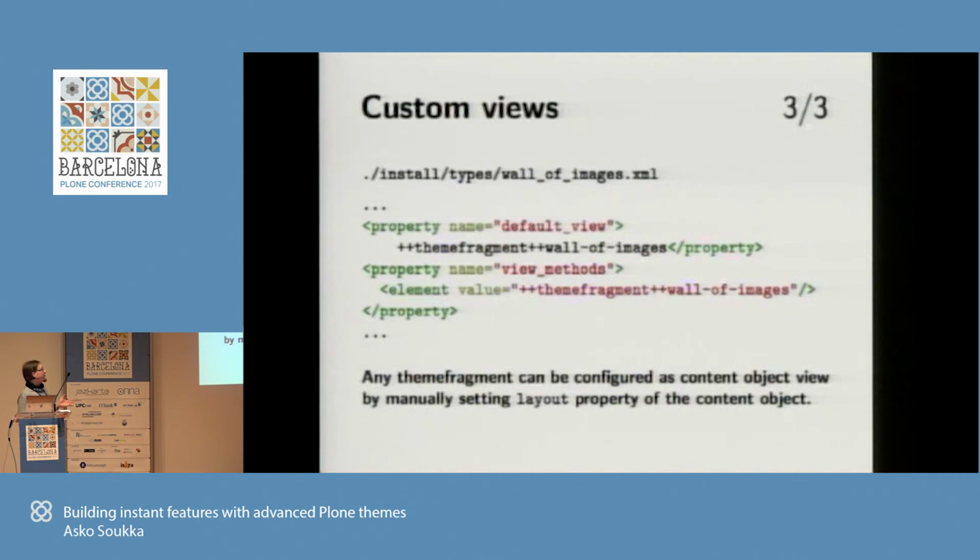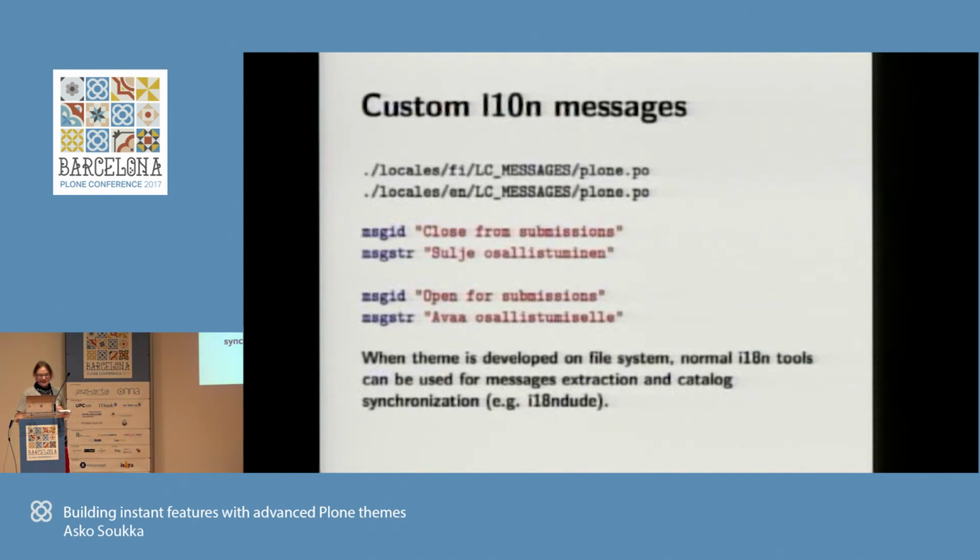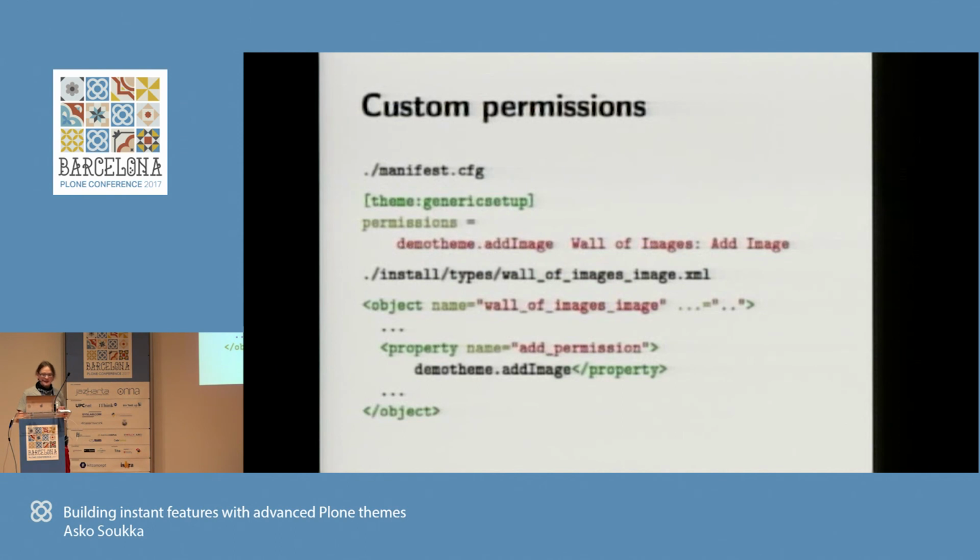And then this is the magic word that makes that fragment wall of images work as the default view of the content type. And it also works by setting that magic, theme fragment plus wall of images, adding that as a layout property of the content object. It will make that view work. A message catalog looks like any message catalog in a Plone Python package. And I even use i18ndude to extract those messages from my templates, like I do in normal Python package development. And this is the magic to add the custom permission there.